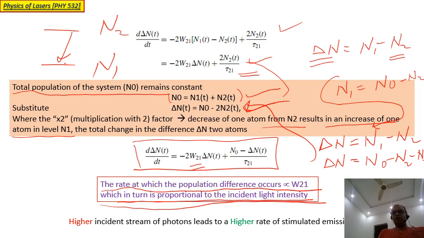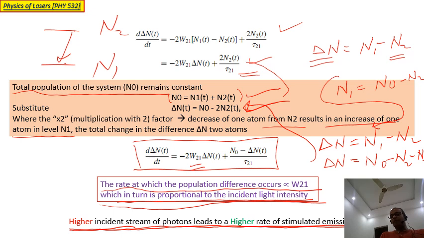So higher incident stream of photons leads to a higher rate of stimulated emission. What is the incident stream of photons? That is your pump, which you are applying externally. That leads to a higher rate of stimulated emission.